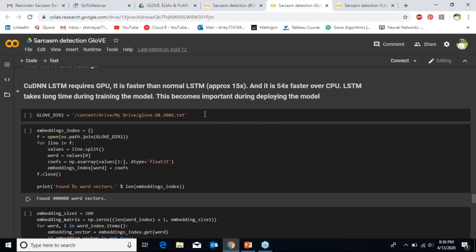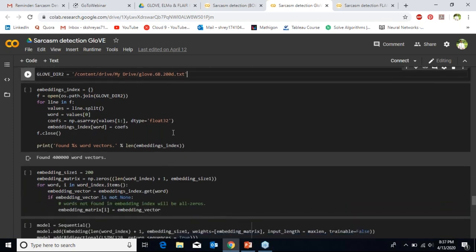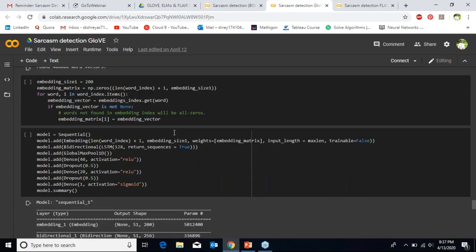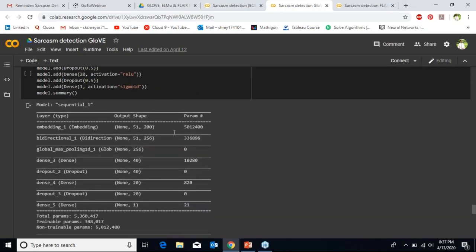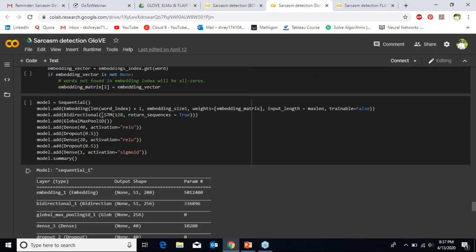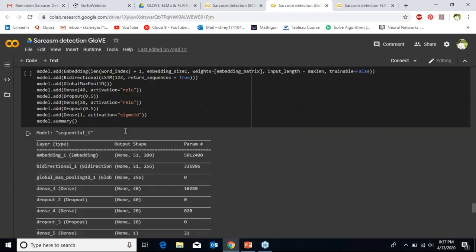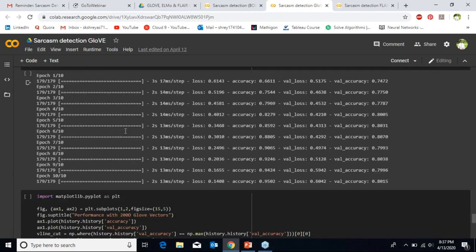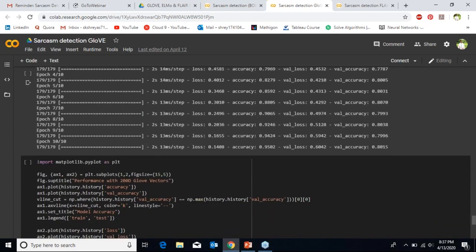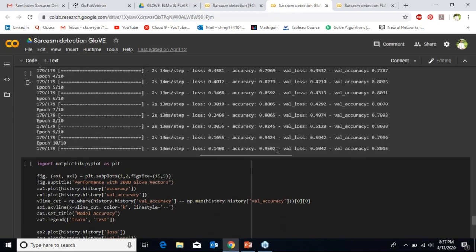So here what I have done is I have downloaded a 200 dimensional GloVe embedding from the internet. It is around a 600 MB file. By using this GloVe embedding, I have trained the bidirectional LSTM. So here you can see only the LSTM. In TensorFlow 1.0, if you are using it, you need to represent this as CuDNN LSTM. By using the GloVe embeddings, the accuracy that I'm getting is 95% in training and 80% in testing.